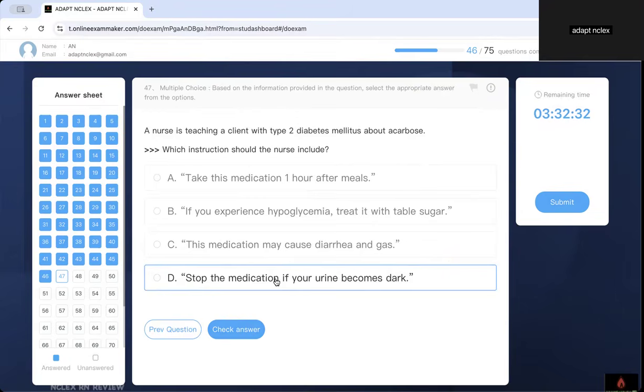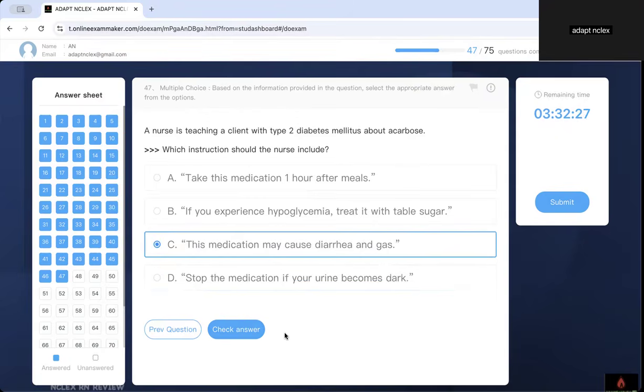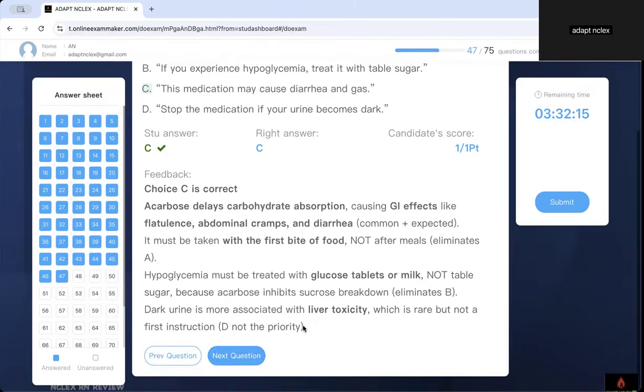The last one is about the liver. It's a rare finding. Therefore, this medication causes diarrhea and gas. What condition should you avoid? Patients with obstruction, patients with bowel disease like irritable bowel disease, UC, ulcerative colitis, they should avoid it.